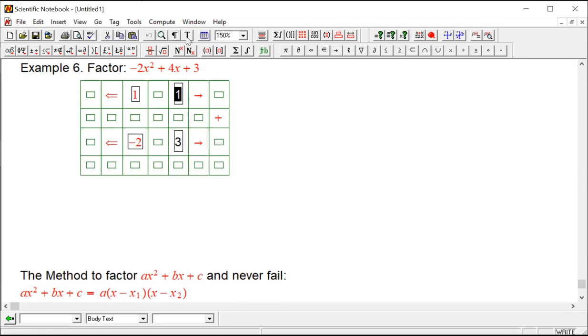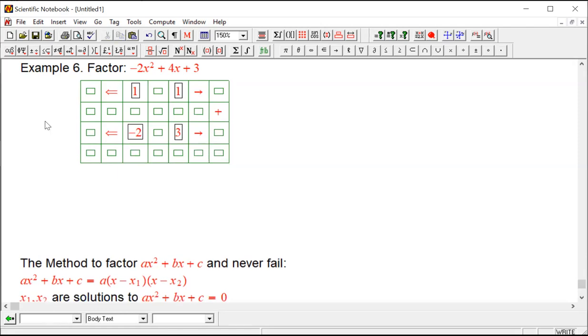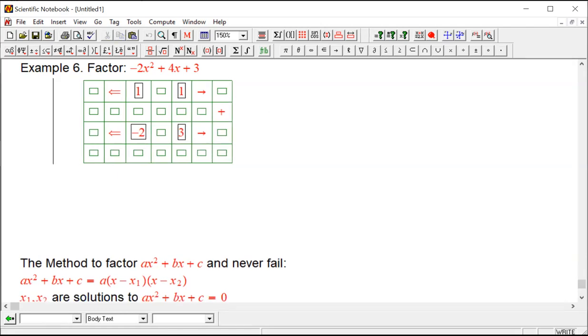I wish I could interact with you, but I have to do this solo here. And then cross product. If you found a factor, you can fast forward, because I can be slow. -2 times 1, that's -2. 1 times 3, that's 3. -2 plus 3 is 1. 1 does not match 4. Oh no, it doesn't match.